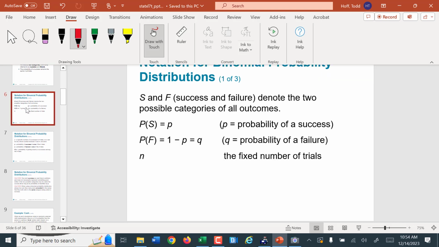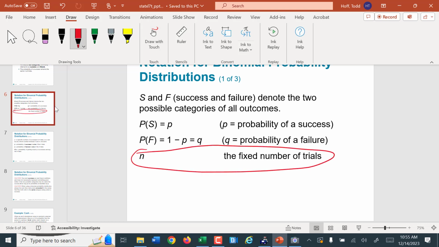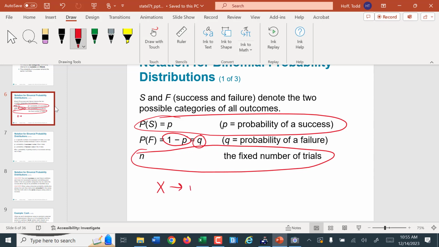So our notation here, I already mentioned N is the number of trials we're going to do. P is the probability of success on one of those trials. Some textbooks just use 1 minus P, but this textbook defines Q as equal to 1 minus P. That's the probability of failing on a given trial. Then also we're going to use X as our random variable, the number of successes out of those N trials.